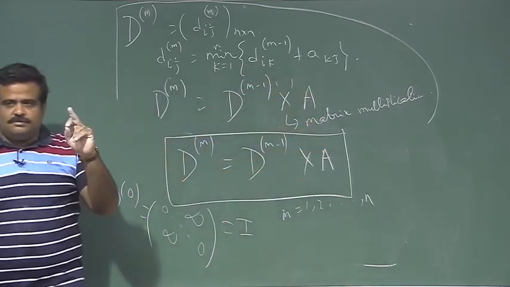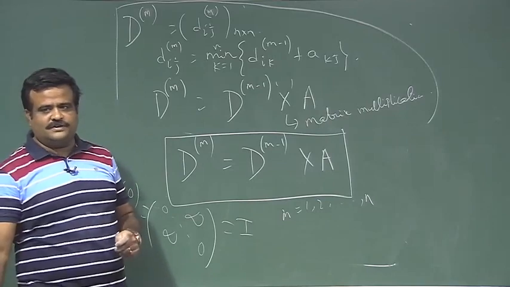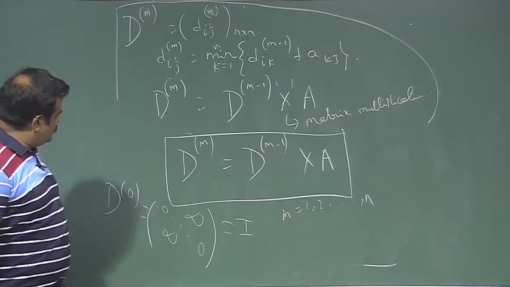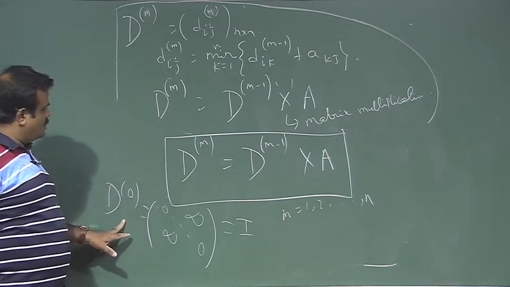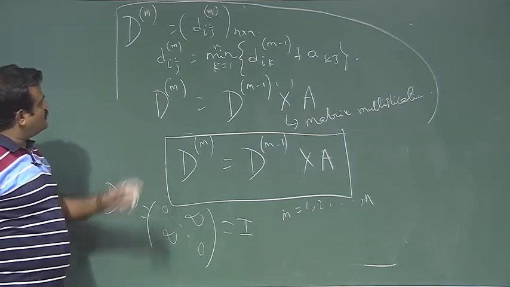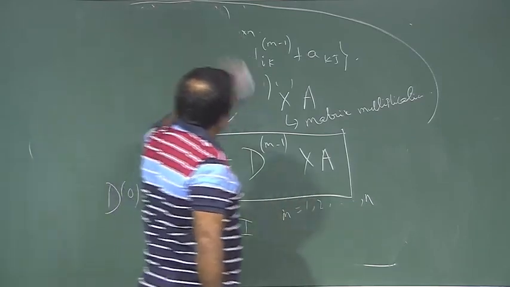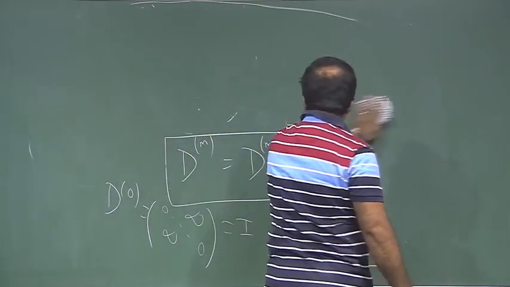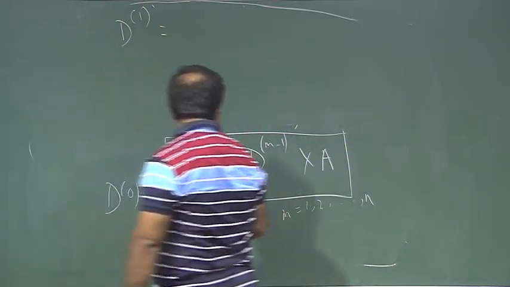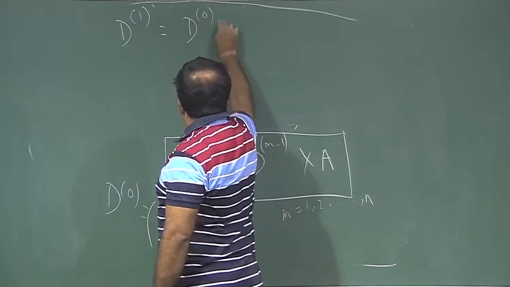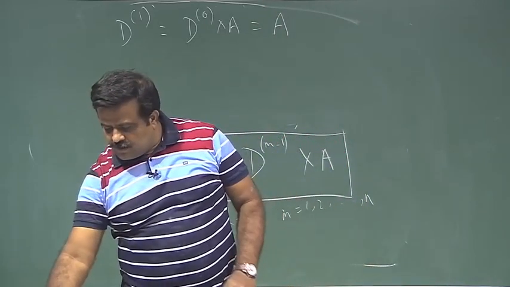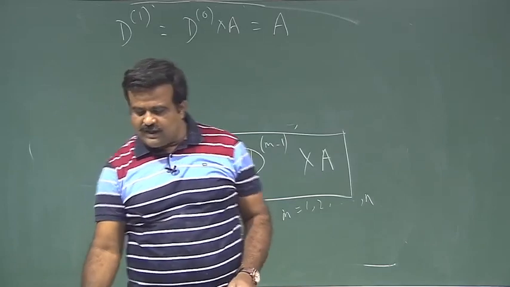So, we have to be a little careful while finding this D matrix. Our operations are minimum and plus. This is good news. With this identity matrix, we have the expression for D^m, so we put it over here and use it. What is then D^1? D^1 is D^0 into A. Since D^0 serves as the identity matrix, this is basically A.